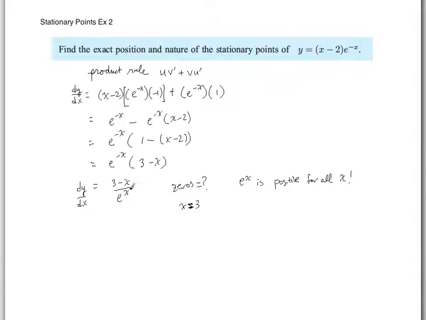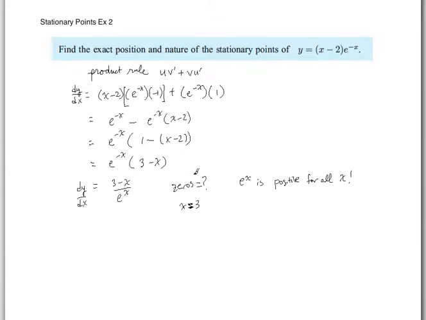And, well, what about the bottom? The bottom will actually always be positive. E to the power of any number will result in a positive value. And that makes sense because e is approximately 2.7183, and so e to the x will never be zero, and so there's no number that will make this undefined. So the only critical value, or the stationary point, that we have is x equals 3.